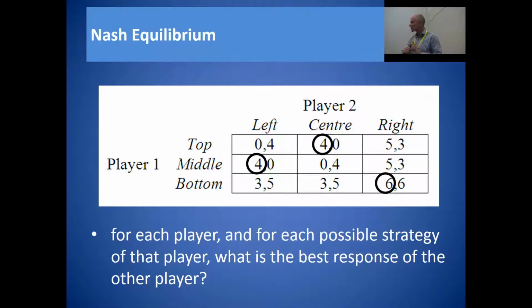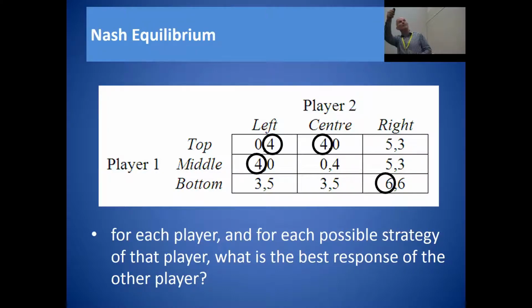Now let's do exactly the same for player 2. If player 1 were to choose top, what would player 2 do? Well, we're talking about player 2, so we're looking at the second figure. So there you go. If player 2 chooses left, he gets a payoff of 4. Centre gets a payoff of 0. Right gets a payoff of 3. Obviously 4 is a better outcome than either 0 or 3. And so that is what player 2 will choose to do.